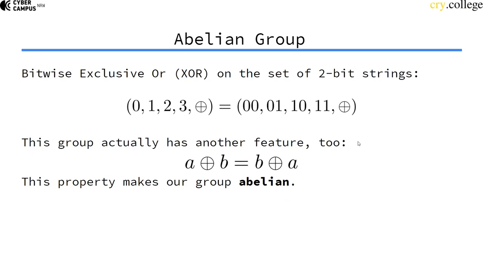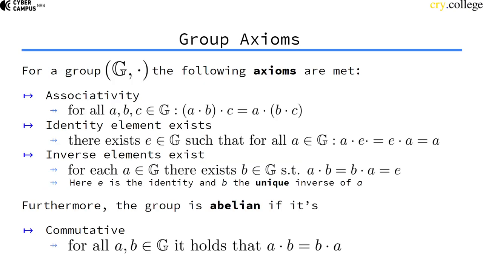Well, this group is actually a bit more because it has another feature. I can, in all calculations, just exchange the operands and get the same result. And this property makes our group an abelian group, or sometimes also called a commutative group. So a group that has this feature that you can just swap the operands is commutative and is usually called an abelian group, which is a quite important concept for cryptography.